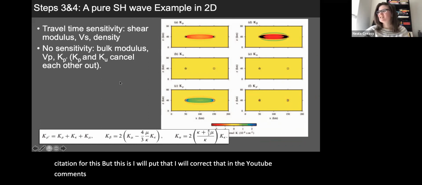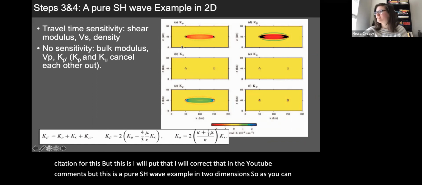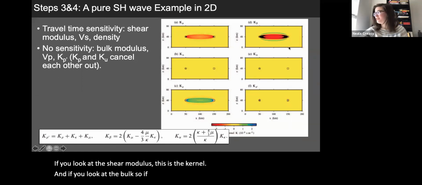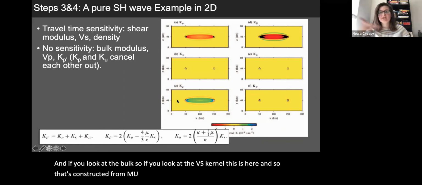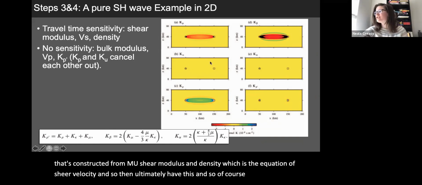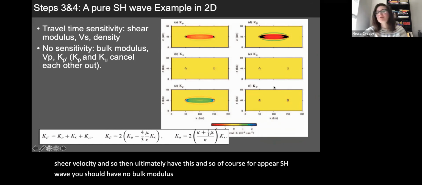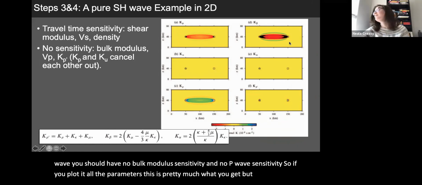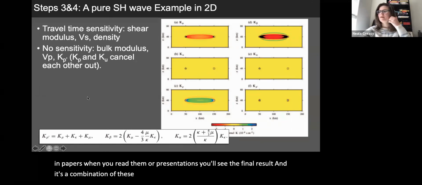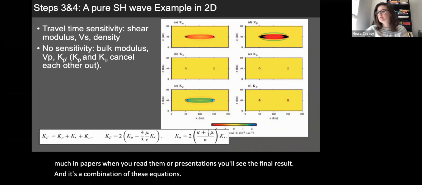But this is a pure SH wave example in 2 dimensions. As you can see, if you look at the shear modulus, this is the kernel. And if you look at the VS kernel, this is here. And so that's constructed from mu, shear modulus, and density, which is the equation of shear velocity. And so then ultimately you have this. Of course, for a pure SH wave, you should have no bulk modulus sensitivity and no P wave sensitivity. So if you plotted all the parameters, this is pretty much what you get. But in papers or presentations, you'll see the final result, which is a combination of these equations. Okay, just to give you an idea about that.